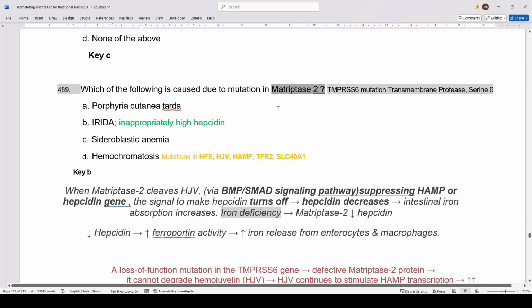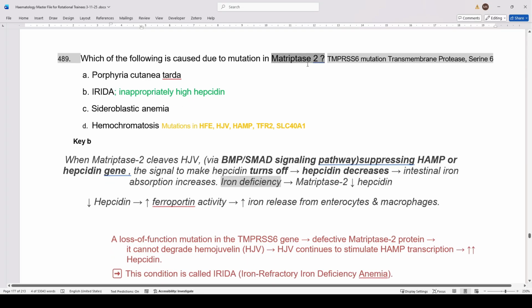Which of the following is caused due to mutation in matriptase 2? Porphyria cutanea tarda, iron refractory iron deficiency anemia, sideroblastic anemia, or hemochromatosis. The answer here is iron refractory iron deficiency anemia. Whenever there is mutation in the TMPRSS6 gene, transmembrane protease serine 6, which encodes matriptase 2, there is down regulation or loss of function of matriptase 2, and it causes iron refractory iron deficiency anemia.